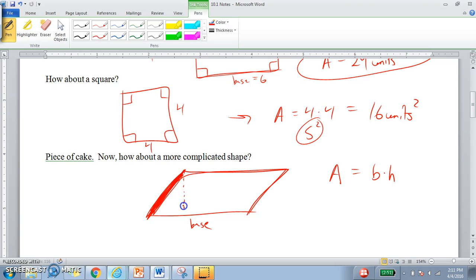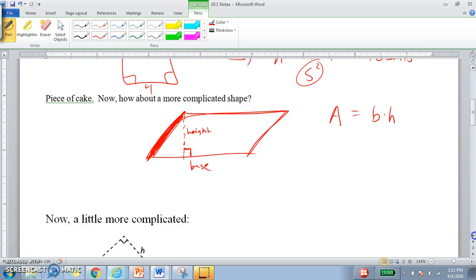So our height is still going to go straight from the top to the bottom, and it's got to be perpendicular to the top and the bottom. So it's not just whatever the two sides are multiplied together. We have to figure out what this height is somehow. It's not always going to be given to us. Sometimes we're going to have to find it.